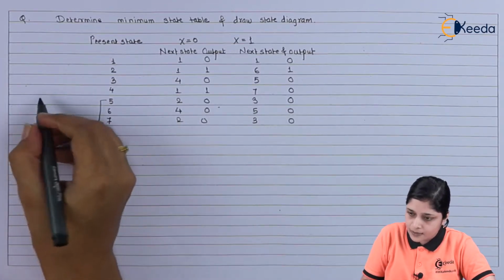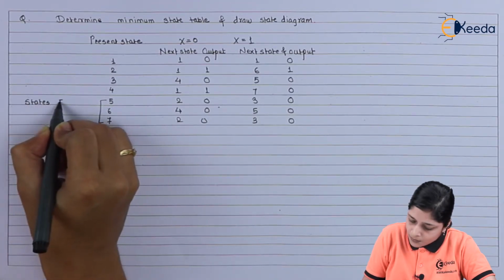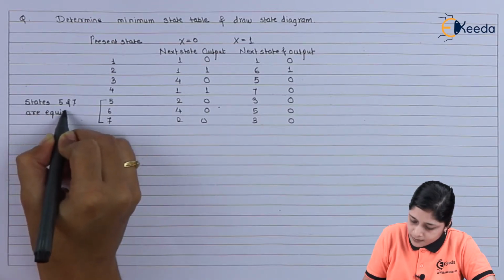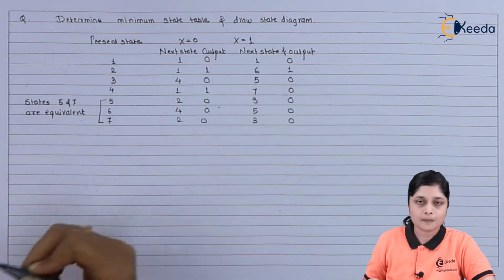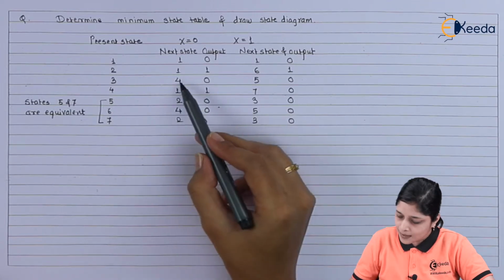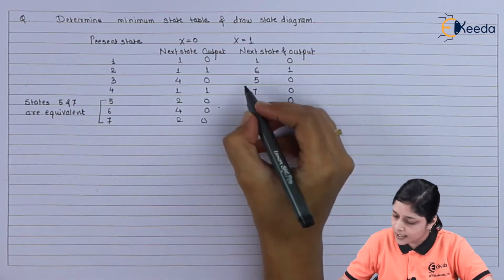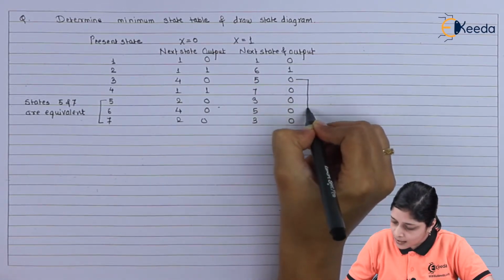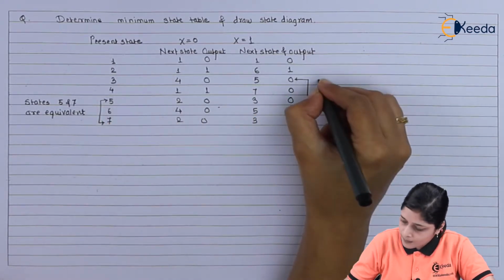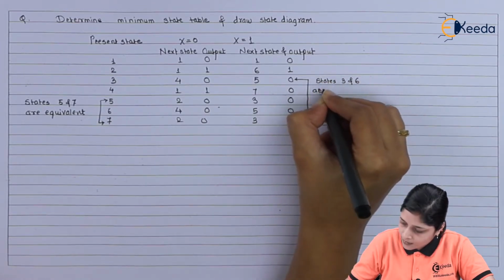So we can say that states 5 and 7 are equivalent. Now again we will search for any equivalent state. Here it is the same: 4, 0, 4, 0, 5, 0, 5, 0. Yes, we can conclude that states 3 and 6 are equivalent.